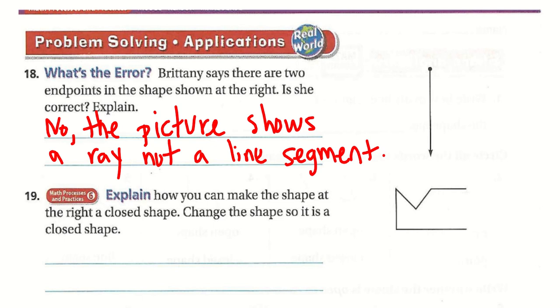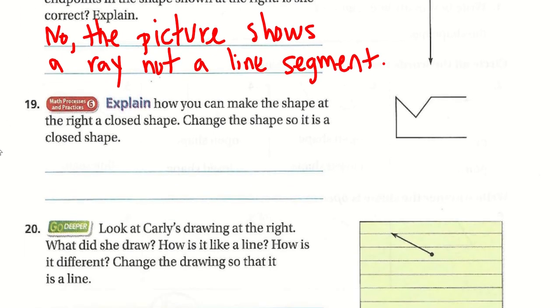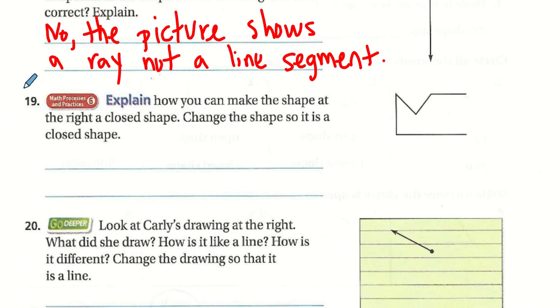Okay, look at number 19. If you didn't get done writing, you can either pause the video, or it's also still on the screen. Just keep writing. Number 19 says, explain how you can make the shape at the right a closed shape. Change the shape so it is a closed shape. So right now, we can see that there's a gap to get in here. So it is an open shape. They're telling us they know that it's open, but they want us to make it a closed shape.